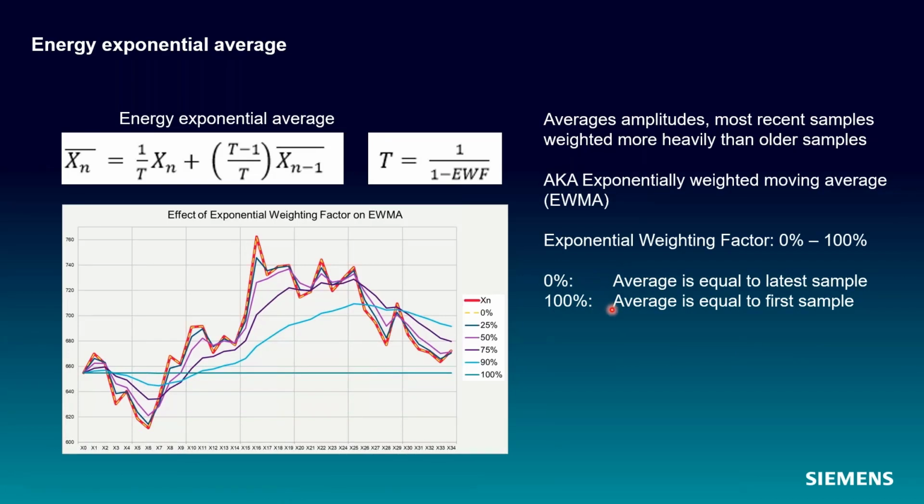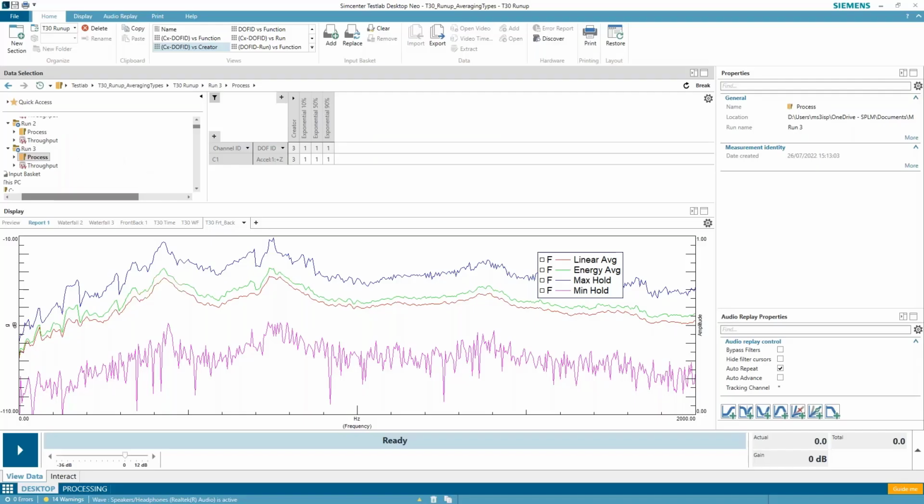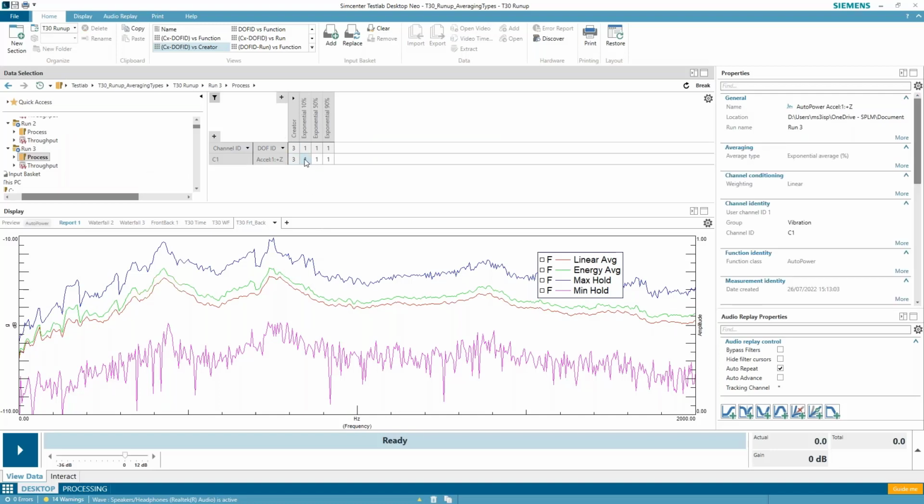0 is, I care about the most recent data most. If it's 100, it's equal to the first sample. So I think of this as, how much do I care about the old data? 0% or all of the way. So in TestLab, I did 10%. So I only care 10% about the oldest data.